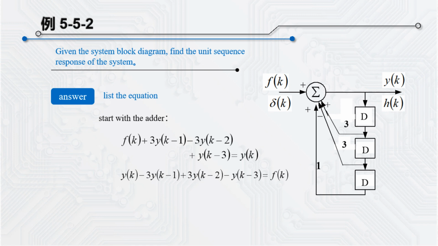First, we are going to write down the difference equation for the system. We start the difference equation with the adder. We can see that y of k, f of k, and the other shifted sequences satisfy an equation like this. Let's put it in order. Then we can see the corresponding difference equation of the system block diagram.